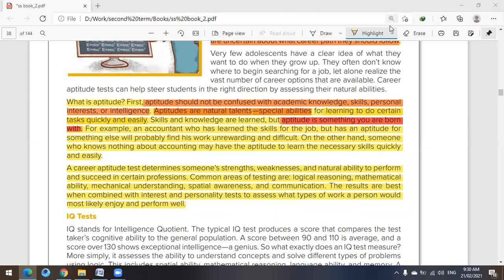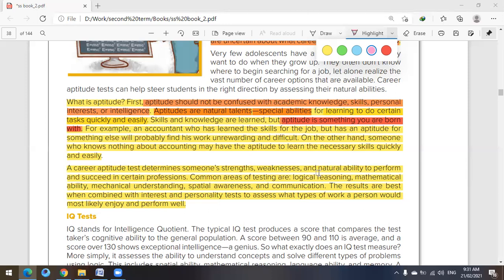Career aptitude test determines someone's strengths. Strengths means someone's power points. Yeah, yeah, I know. Try to solve it. Strengths and weaknesses. Okay, and determines means measures. Strengths and weaknesses.